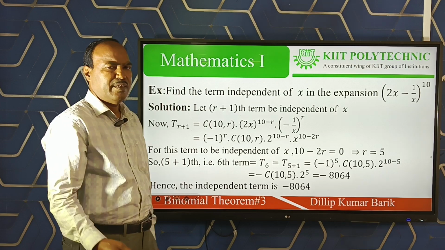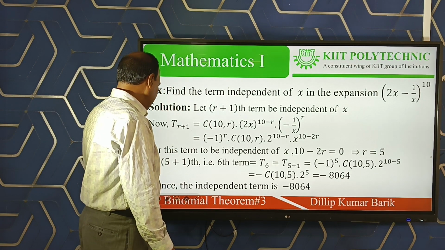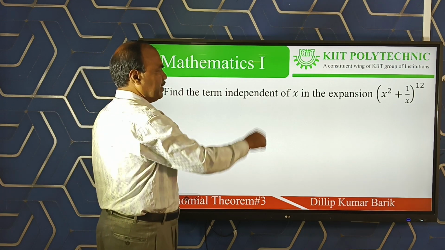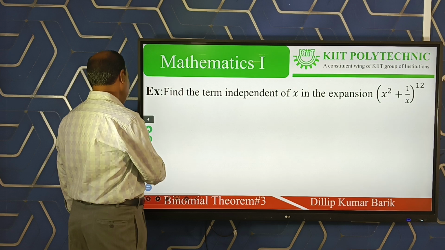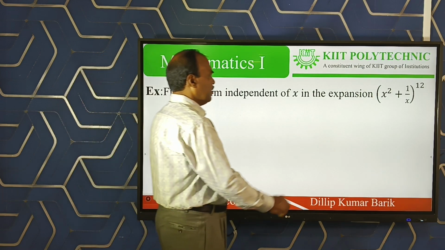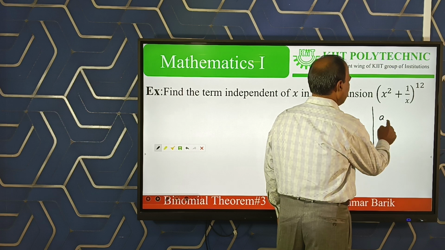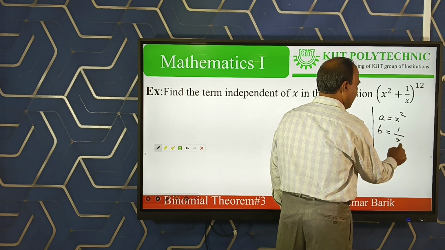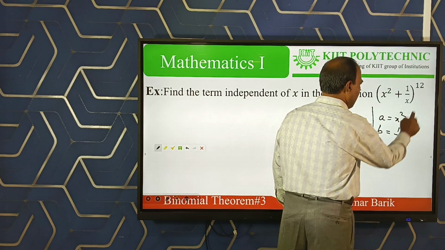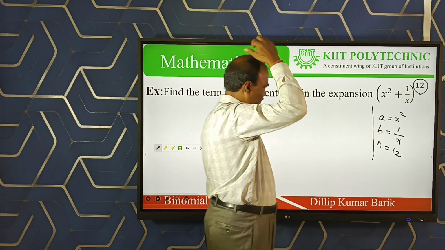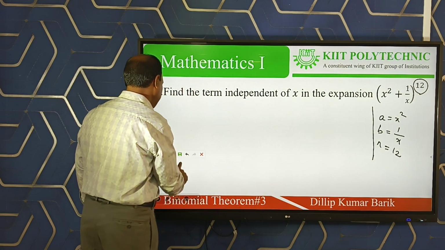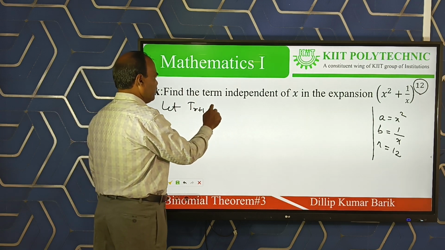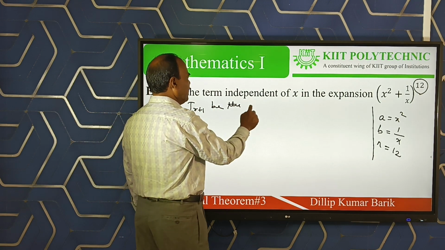Similarly, we can take another example. Find the independent term in the expansion of (x squared plus 1 by x) to the power 12. Mark here: a is equal to x squared, the first term, b is positive 1 by x, n is equal to the power index, nothing but 12. So using the same format, let t(r+1) be the independent term.